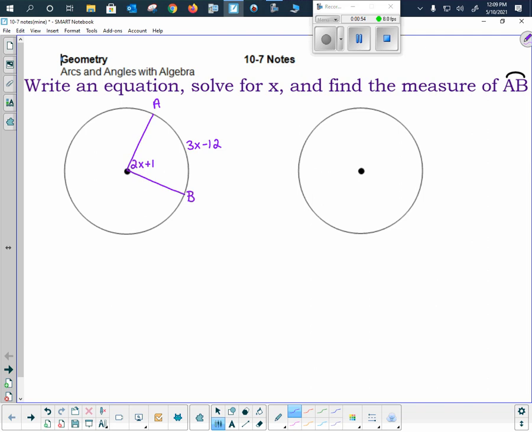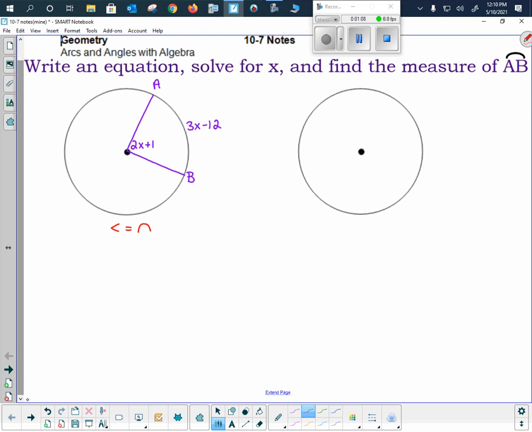Remember, write the general equation for yourself first. The first thing you should ask yourself is, this is an angle with its vertex where? It's at the center of the circle. So I would be writing angle equals arc if I were you. Just to try to keep it as simple as possible. And then just write the things under it. The angle is 2x plus 1. The arc is 3x minus 12. And if you can do that part, the rest is now just solving for x.